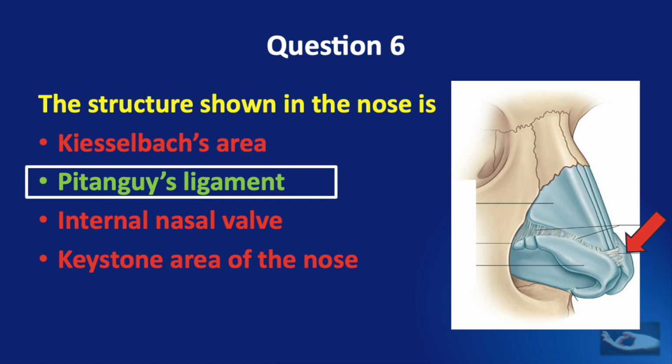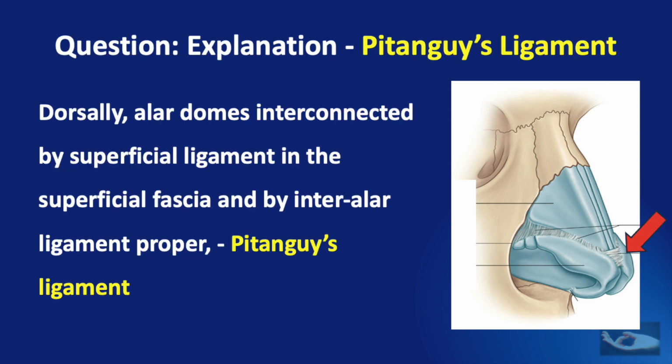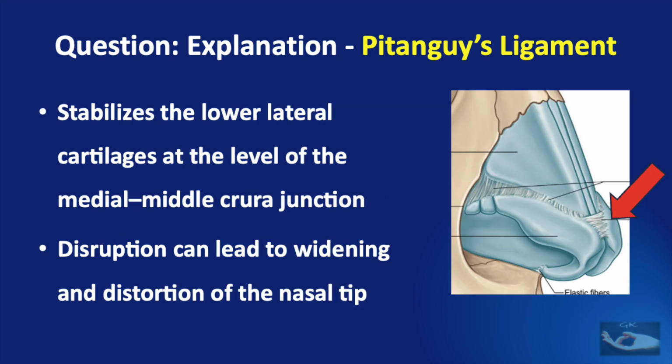The correct answer is Pitanguy's ligament. On the dorsal aspect of the tip of the nose, the alar domes are interconnected by superficial ligaments in the superficial fascia and by the interalar ligament proper, and this is known as the Pitanguy's ligament. This ligament stabilizes the lower lateral cartilages at the level of the medial middle crura junction. Disruption of this ligament can lead to widening and distortion of the nasal tip.